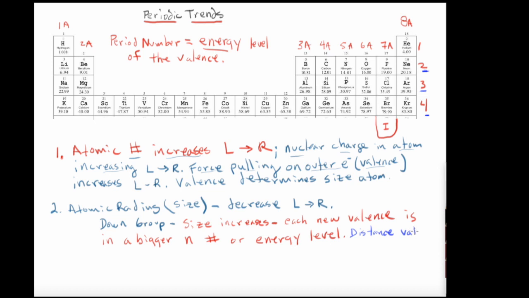The distance of the valence is increasing down the group, which doesn't happen when we're talking about going left to right. Going down any group, each new element has had its valence move to a more distant energy level.